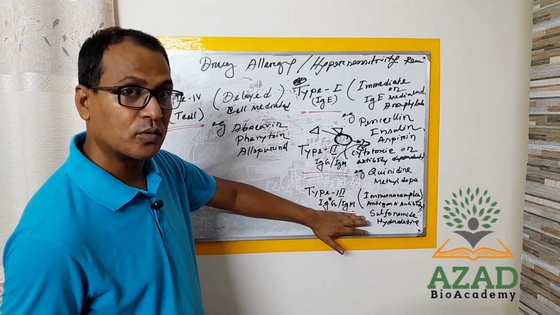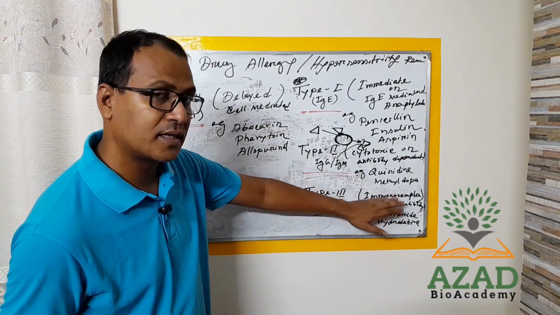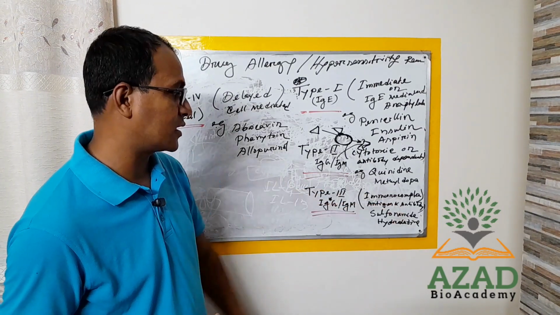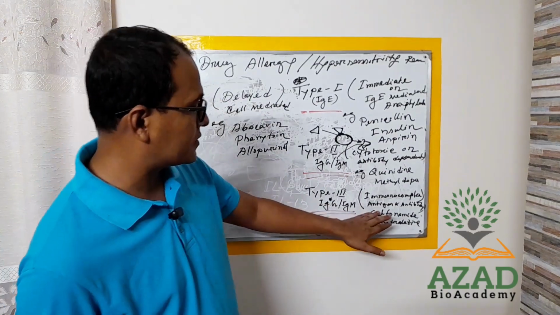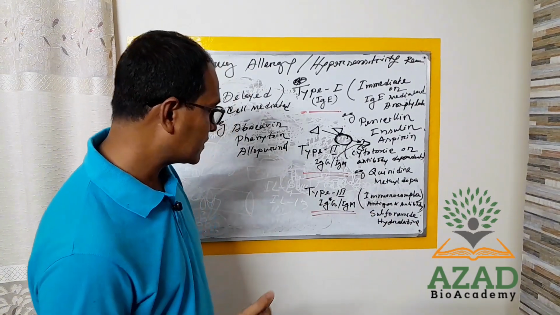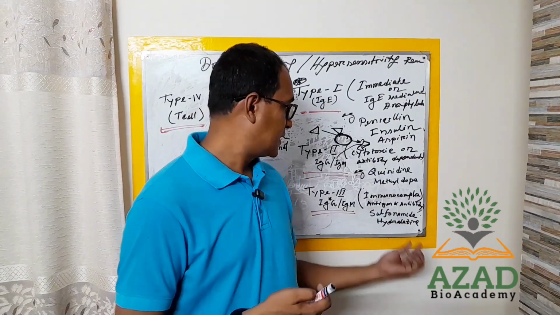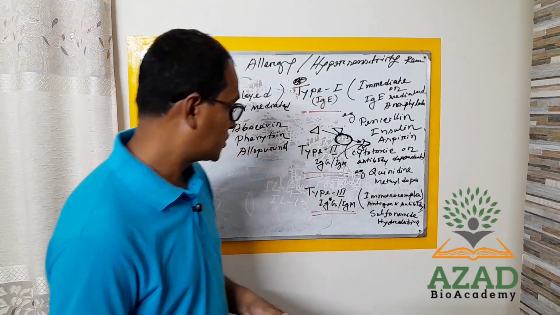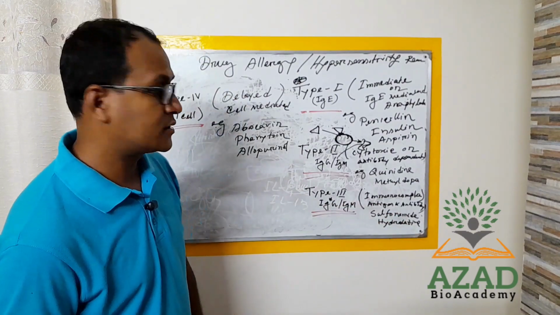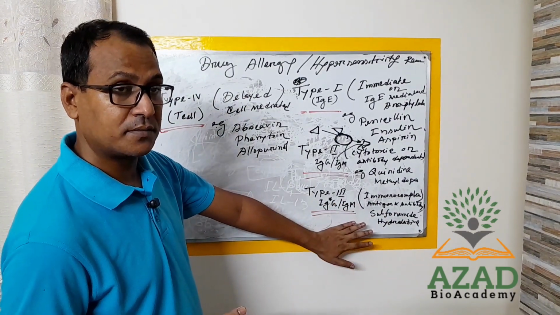So this is type 3. This is called antigen antibody complex hypersensitivity reaction. And here the drugs are sulfonamide, the sulfur drug, that is an antibiotic, and also hydralazine, this is a vasodilator. So this is the type 3 hypersensitivity reaction.